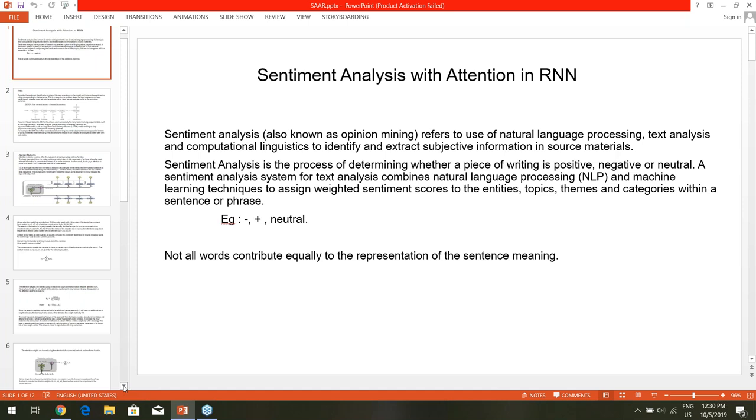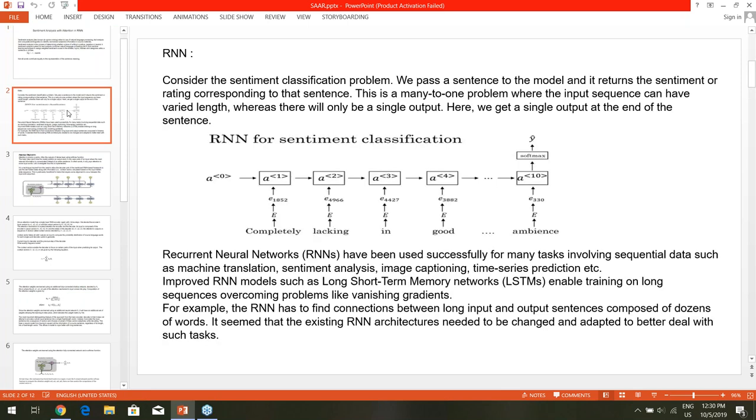So for sentiment analysis in deep learning, RNNs are used mostly among neural networks. This is the architecture of the RNN for sentiment classification, where each word of the sentence will be sent through the encoder, and it will be decoded, and the sentiment of that particular sentence will be outputted, whether it is negative, positive, or neutral, or some other sentiment.